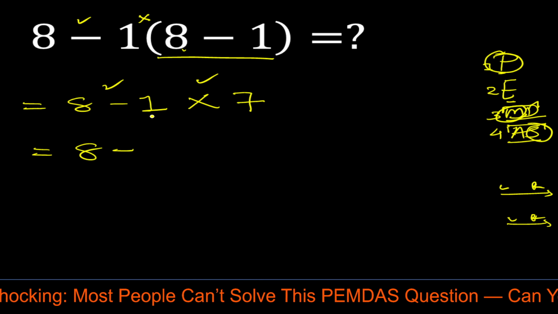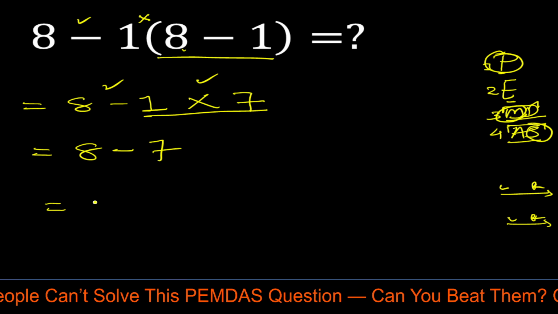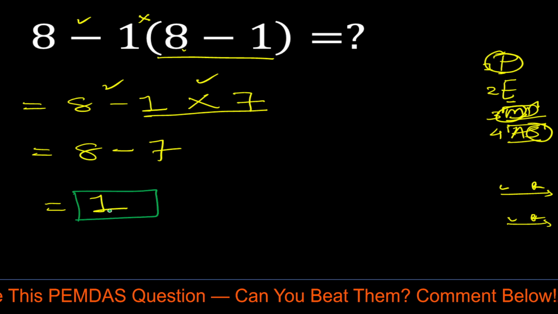So 8 minus, now 1 times 7 is equal to 7. So 8 minus 7 is equal to 1, right? So the correct answer is 1.